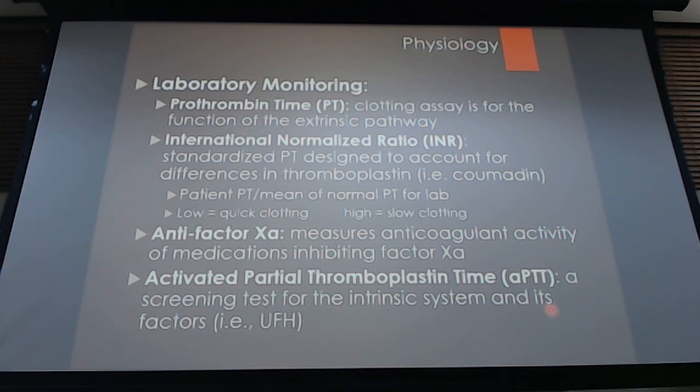Our anti-factor 10A is looking at the anticoagulant activity of our medications that target 10A, and this is kind of going back and forth on whether monitoring is required or not. Most of the time we don't measure anti-factor 10A. It's more expensive and takes more time. And then your activated partial thromboplastin time, or your APTT, is another test that we have, and this is more so looking at our intrinsic factors and how they affect the clotting.